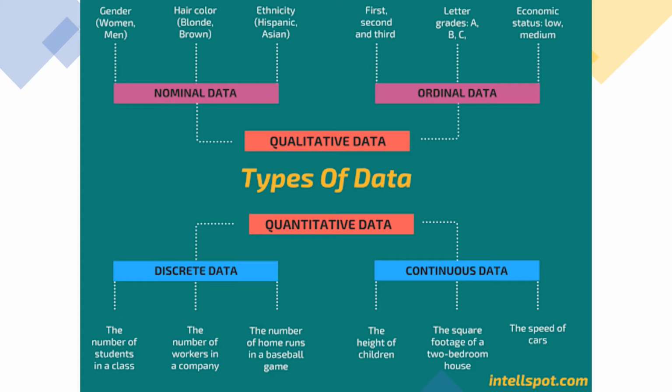Yeah, so discrete, I can't have 2.5 students in my class, because the number of students in a class is discrete, but I could have a student whose height was 1.5 meters. Yeah, that's continuous. And hopefully you've covered that in maths at some point in your life.